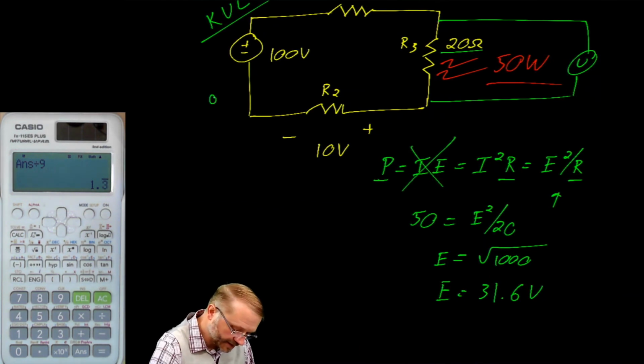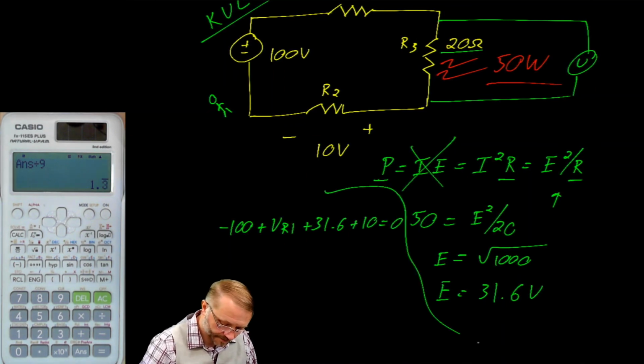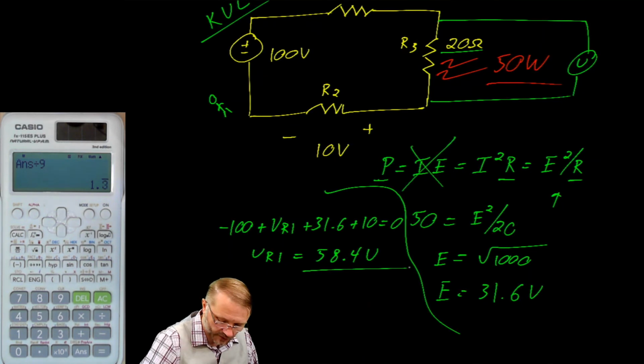Knowing that, we can use KVL. Starting in that corner, negative 100 plus the voltage on R1 plus 31.6 plus 10 is equal to 0. Solving for voltage on R1, we see that that's 58.4 volts.